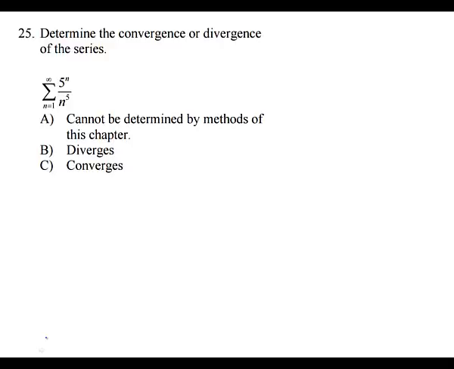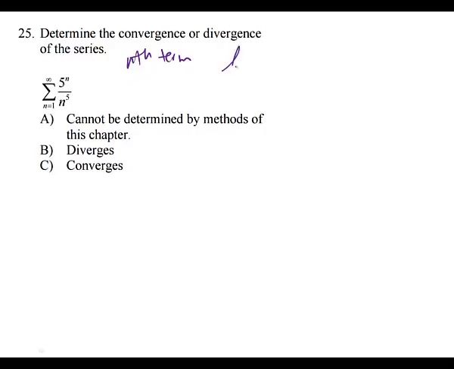Okay. This one here, it's probably not going to be answer choice A, that cannot be determined by methods in this chapter. It's going to be either converges or diverges. We're going to use the nth term test on it, because it doesn't really fit a geometric, it doesn't really fit a p-series. It's not alternating, so if I can try an nth term before I try to go to integral test or limit comparison or direct comparison, that's probably a good plan.